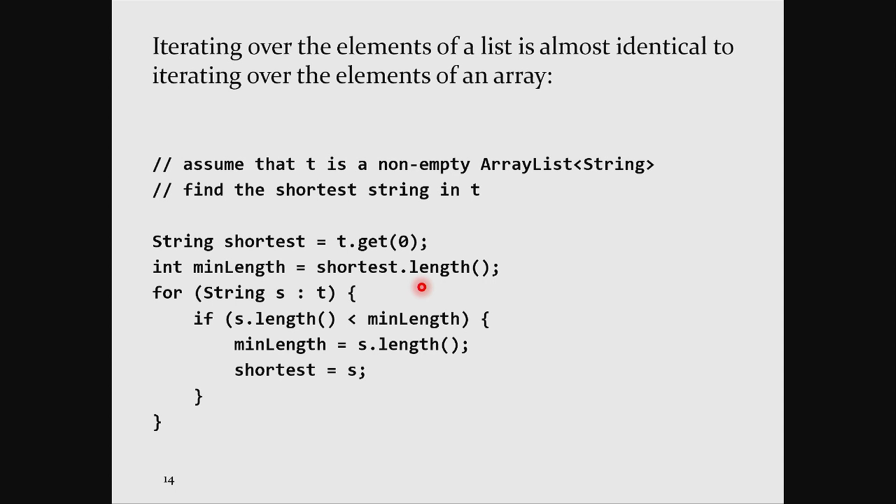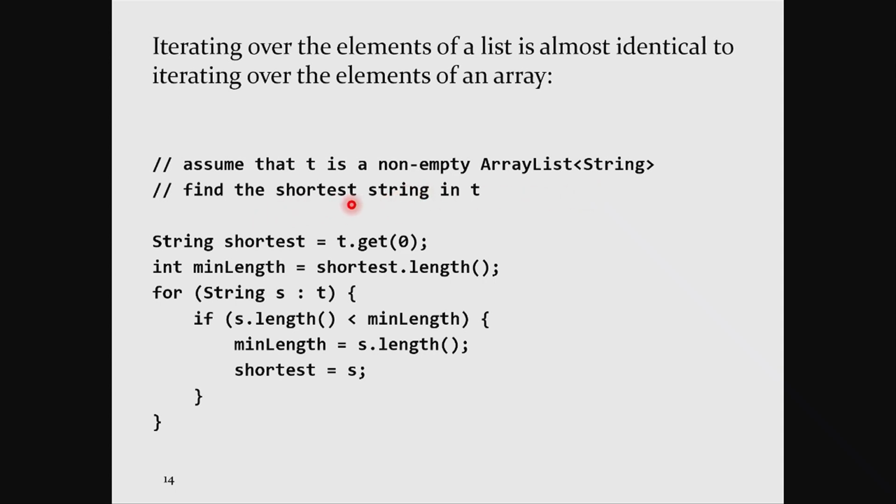Iterating over the elements of a list, that's very common as well. It's almost identical to iterating over elements of an array. You have 3 different loops that you can use to iterate over the elements of a list. In this example here, I'm going to assume T is not empty. So T has some elements in it, and this is important.